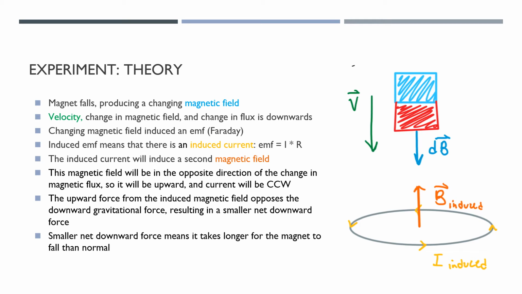The induced current will induce a second magnetic field. This second induced magnetic field will be in the opposite direction of the change in magnetic flux, so it will be upward, and current will be counterclockwise. We know this due to Lenz's law. The upward force from the induced magnetic field opposes the downward gravitational force, resulting in a smaller net downward force. This smaller net downward force means it takes longer for the magnet to fall than normal because the gravitational force is essentially smaller.